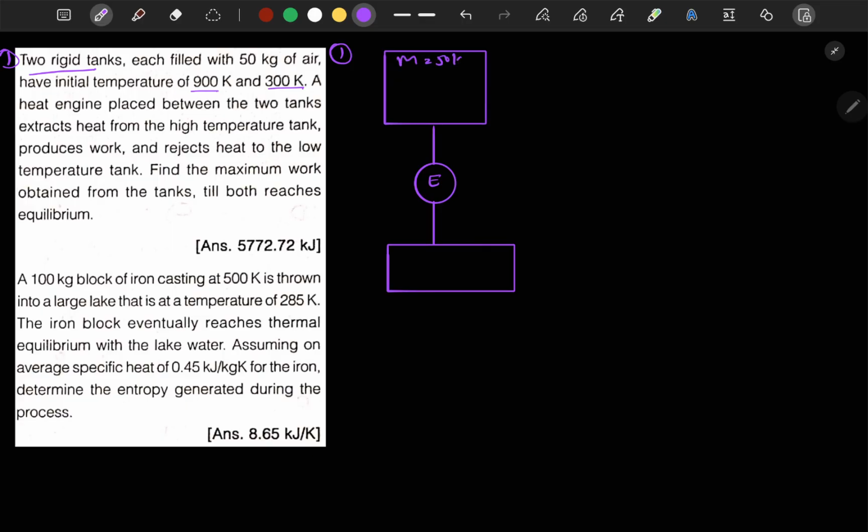It is mentioned that m is equal to 50 kg, and having initial temperature T1 is equal to 900 Kelvin. Here also the mass is 50 kg, and T1 is equal to 300 Kelvin. Since the engine is placed between the two tanks to extract heat from the high temperature tank and produce some work, let's say W is the work produced, and reject heat to the low temperature tank. Find the maximum work obtained from the tanks till both reach equilibrium.